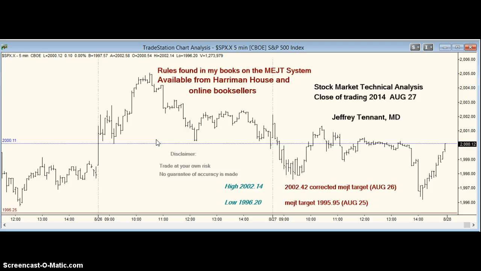So for tomorrow, mejt has no call based on factors outside the system. If this low holds, this high holds, if this close holds, we could be in for a pretty good sized gap down at the open, and that's today's call.